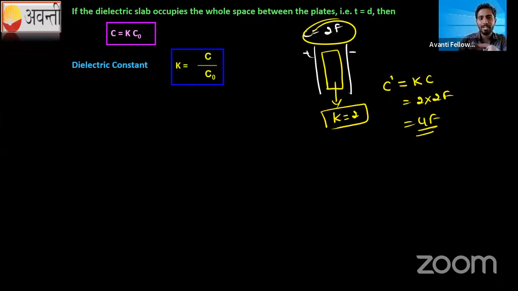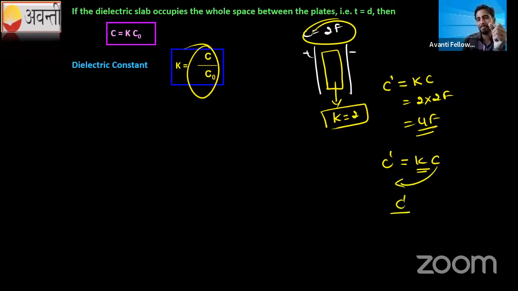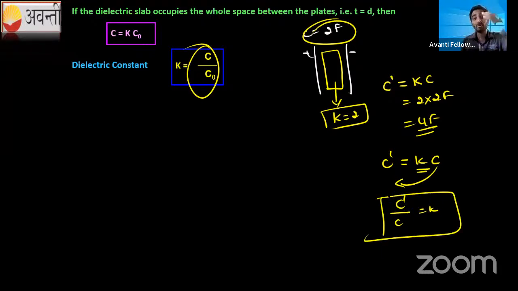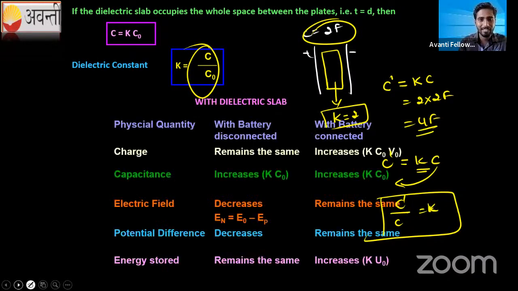What is the value of the dielectric constant? It is C by C naught, the capacitance. Here I had said the new C value will be equal to K times the old C value, the initial C value. Here I took C naught, and took the new one as C itself. If I want to find the K value in terms of C, then taking C naught to the left-hand side, C dash by C will be K. Means new capacitance over the old capacitance will be equal to the K value. Clear now? With the dielectric slab.